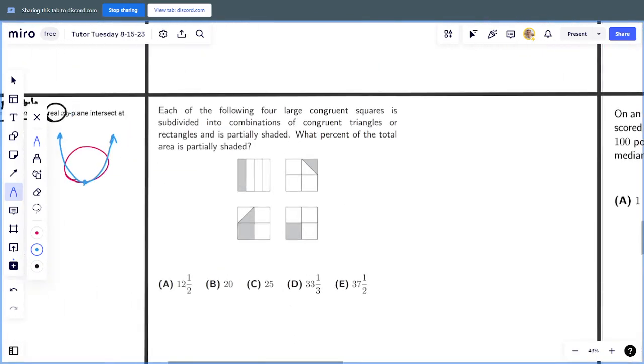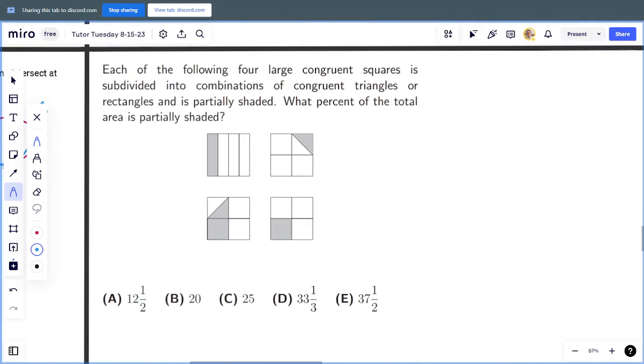I have like 3 more AMC problems for you guys. I think this one is one of the easier ones. Each of the following 4 large congruent squares is subdivided into combinations of congruent triangles or rectangles and is partially shaded. What percent of the total area is partially shaded?